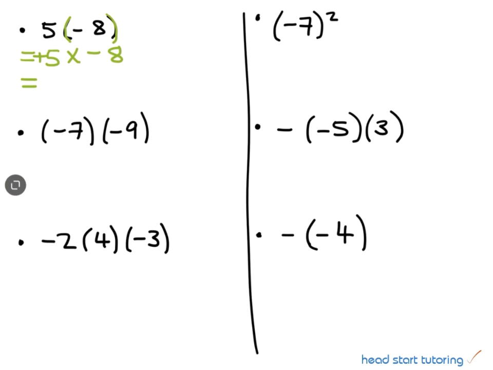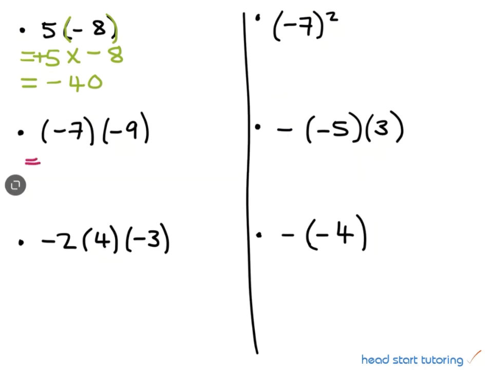So we first work with our signs, remember? So we've got a positive multiplied by a negative, which gives us a negative, because when our signs are different, we get a negative answer. And then 5 multiplied by 8 is equal to 40. So 5 with brackets immediately next to it and a negative 8 inside your brackets means 5 multiplied by negative 8, which gives us an answer of negative 40.